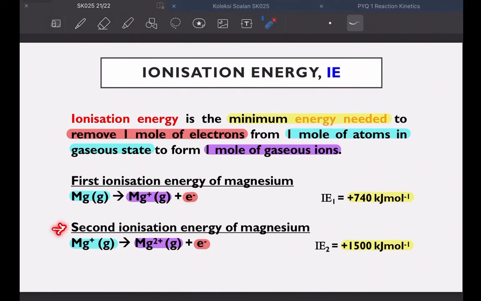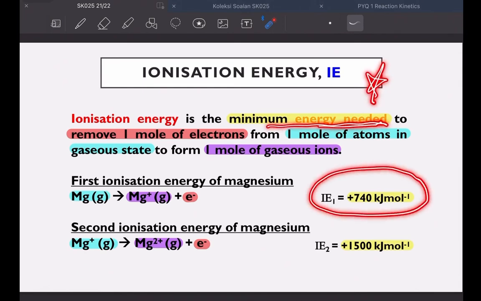The second ionization energy is much larger. Okay, more energy is absorbed because now we are not removing from an atom, but we are removing from a cation. So this element has a +1 charge, therefore it is much smaller, so more energy is needed to remove the one mole of electrons from itself to form one mole of gaseous ions. Notice that for ionization energy, it will be minimum energy needed, absorbed. That means your IE1 and IE2 must be positive values.